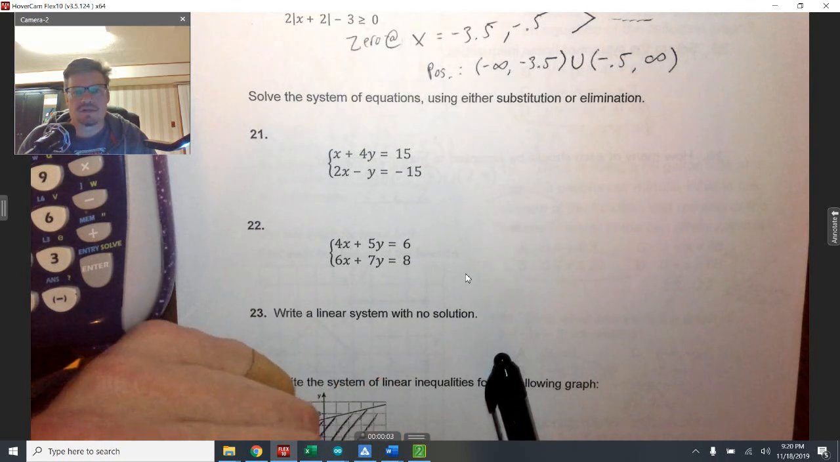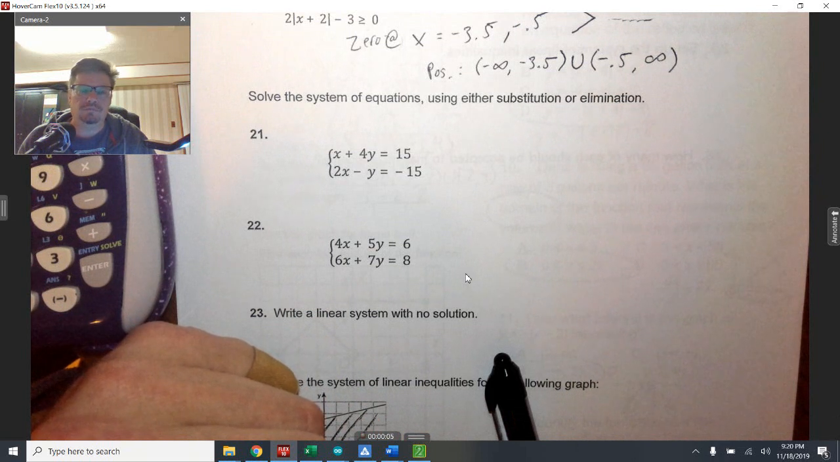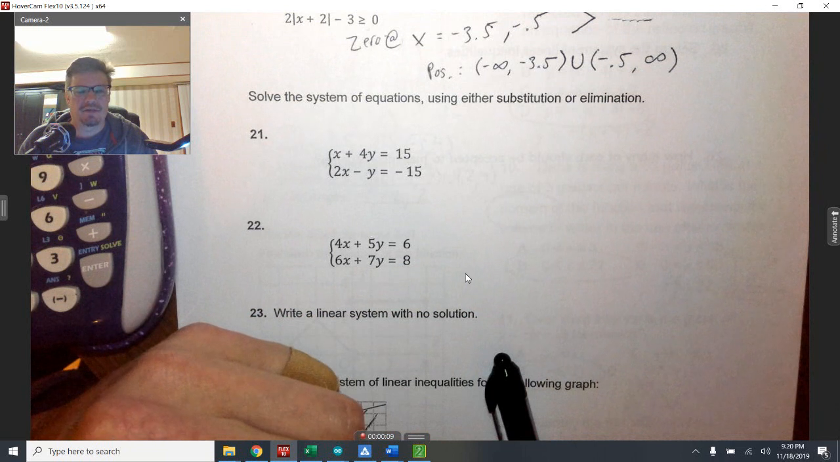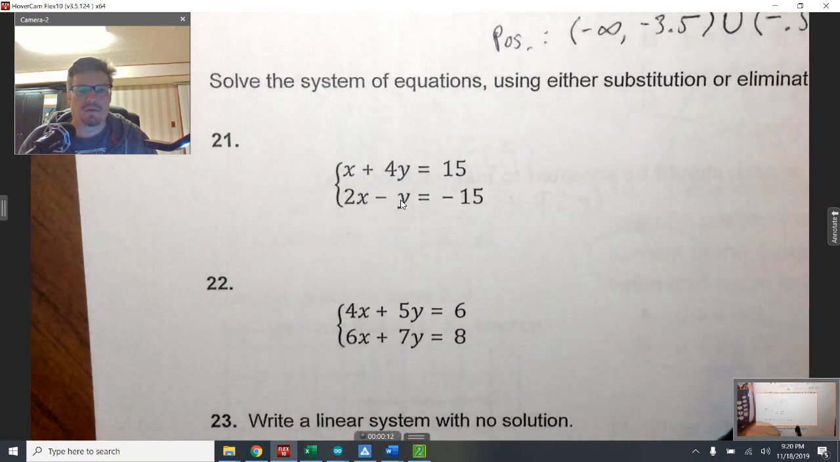Solving systems using substitution or elimination. I can't help it, but I always want to use elimination. So let's focus on 21 here.